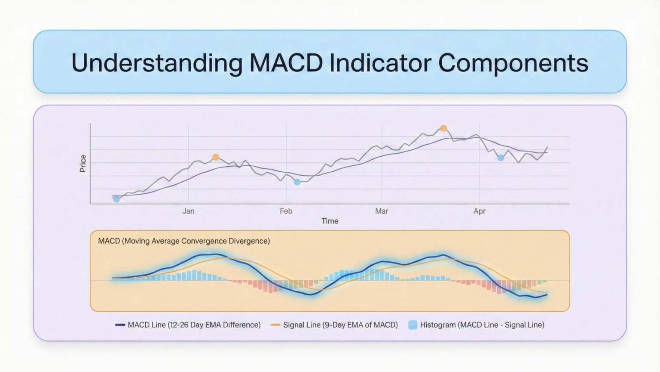Looking closely at the precise MACD settings, it typically consists of a 12-day exponential moving average paired with a 26-day exponential moving average. The constant interaction and crossing between these two specific moving lines is exactly what creates the core signals that professional traders monitor for strategic market entries and exits.